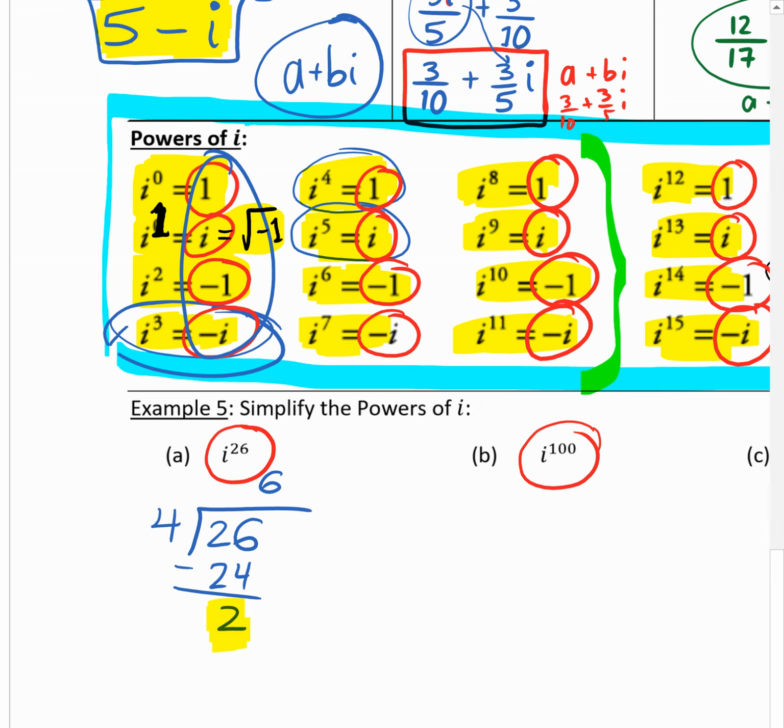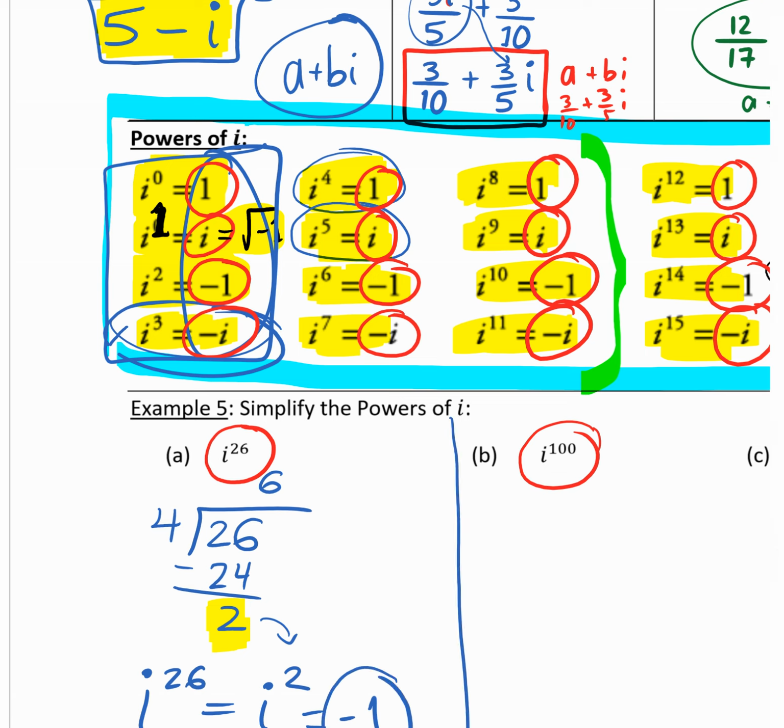This means that the problem we were given, i to the 26th, is the same as i to this power, 2. And that's something we know. That was one of the very first things we learned. i squared is -1. So there you go. That's your answer. i to the 26th power is -1.